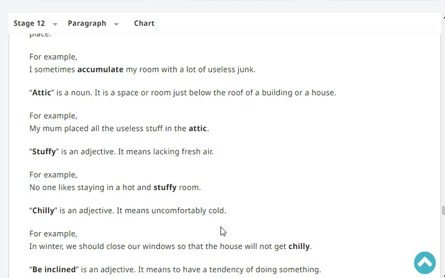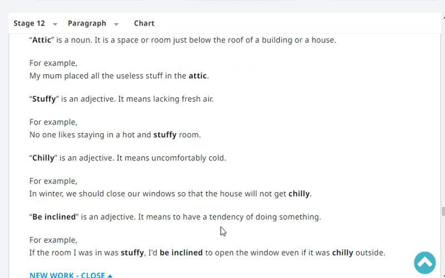Uncomfortably cold. For example, in winter, we should close our windows so that our house will not get chilly.